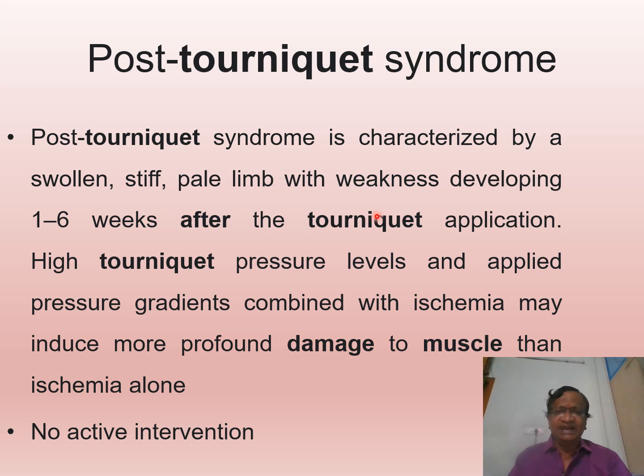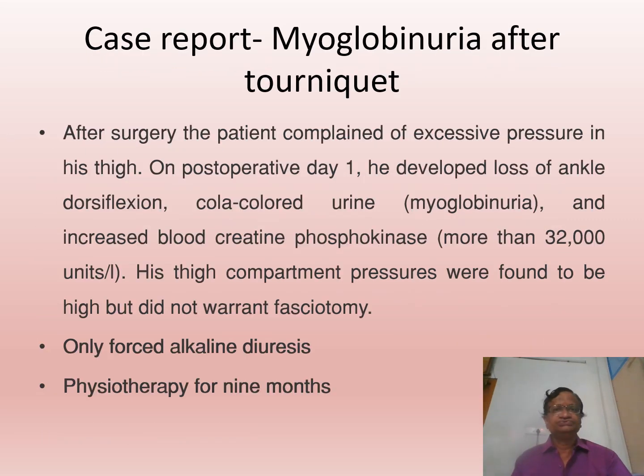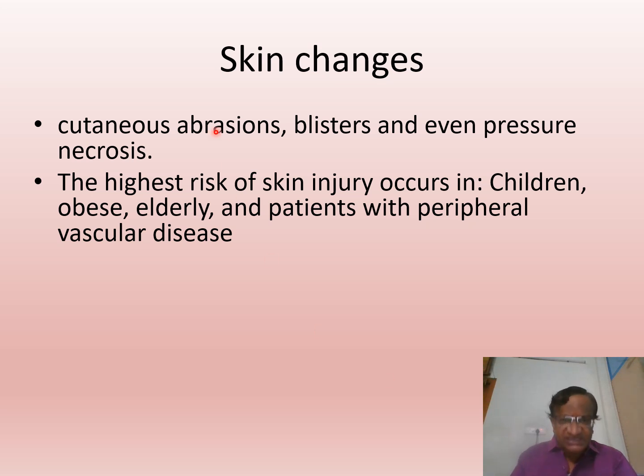Swift flail limb weakness 1 to 6 weeks after high tourniquet pressure; pressure gradients combined with ischemia, prolonged damage to muscles rather than nerves. We don't need to do anything. It will usually settle to normal. Myoglobinuria has been reported with tourniquet. Only forced alkaline diuresis is needed and physiotherapy is needed. Cutaneous abrasions, blisters, even pressure necrosis, especially in children, obese, elderly, very important is this.